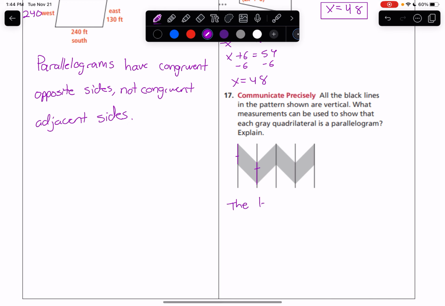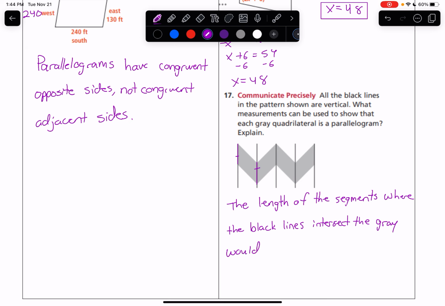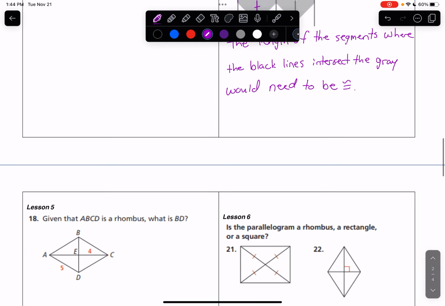So the length of the segments where the black lines intersect the gray would need to be equal, or need to be congruent, so that they would have congruent and parallel lines.